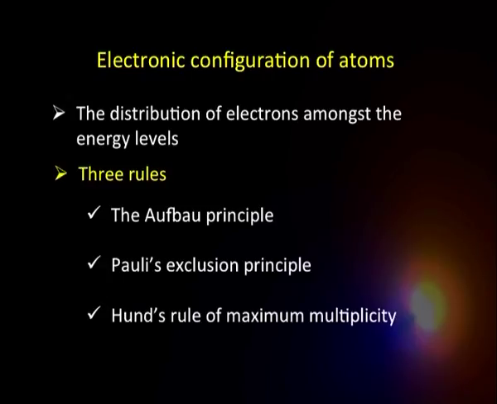One is the Aufbau principle, second is Pauli's exclusion principle, and third is Hund's rule of maximum multiplicity. These you have done at your +2 level also, but still for the sake of completeness of argument, I will briefly recall these rules for you. Let us begin with the Aufbau principle.